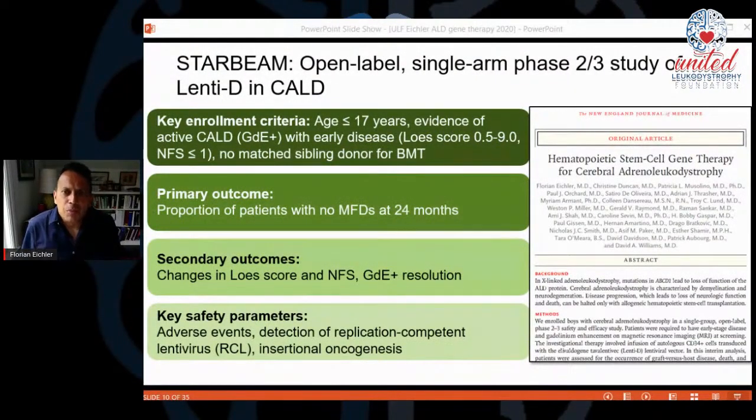So just briefly to summarize, the first publication and study in childhood cerebral ALD using ex vivo lentiviral gene therapy. To remind everyone, the criteria for implementing ex vivo gene therapy is similar to cerebral ALD BMT use. So you have to have gadolinium enhancement, and we look for changes in Loes score and gadolinium enhancement. And of course, we want to avoid any insertional mutagenesis. Next slide, please.